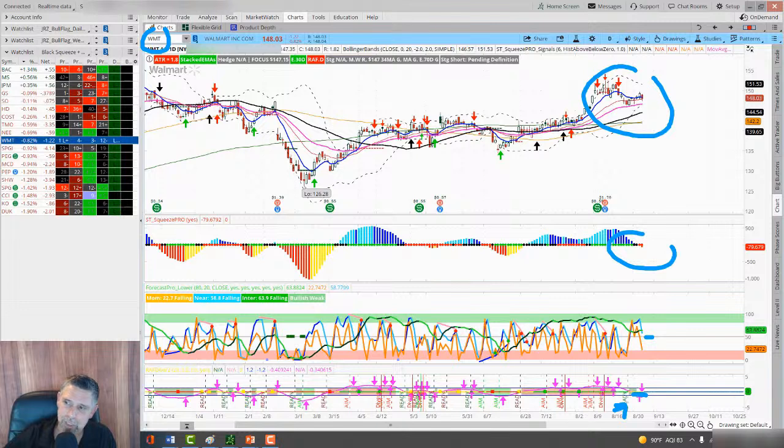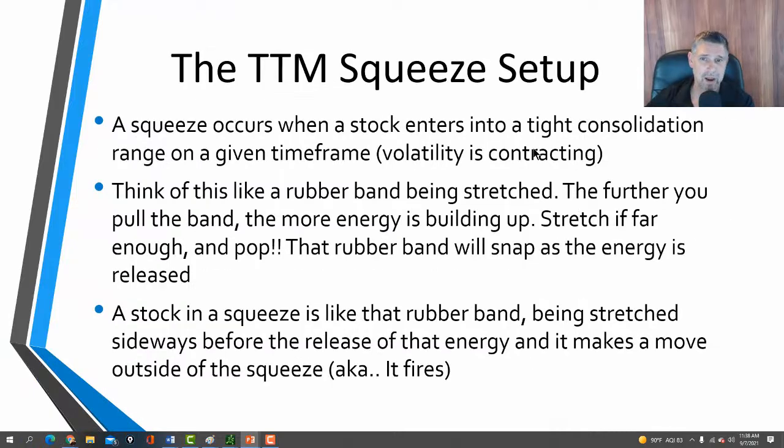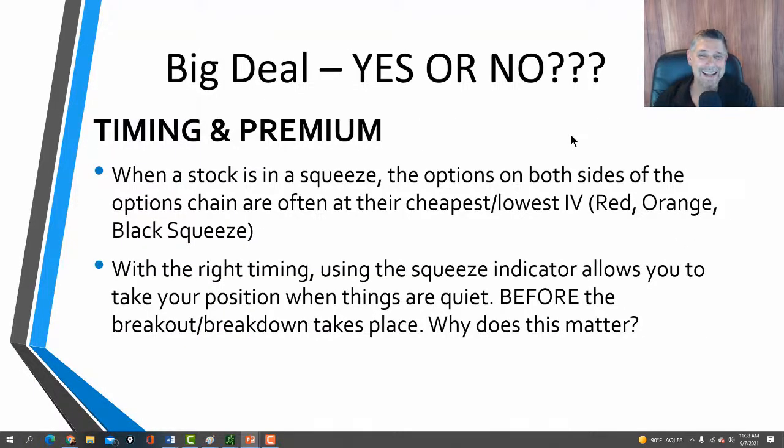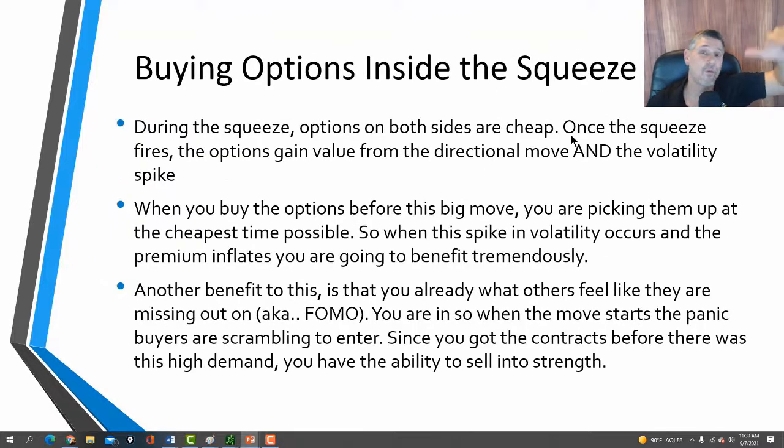So, just going back, and let's kind of finish this off here. Let's go back. TTM squeeze, right? Entering consolidation. It's that rubber band. Is it a big deal? You betcha it's a big deal. It's a big deal because premiums are cheap. We can get in, and we're timing ourselves before the next explosion. Before everybody else jumps in. Okay? So buying inside the squeeze is the way to go.